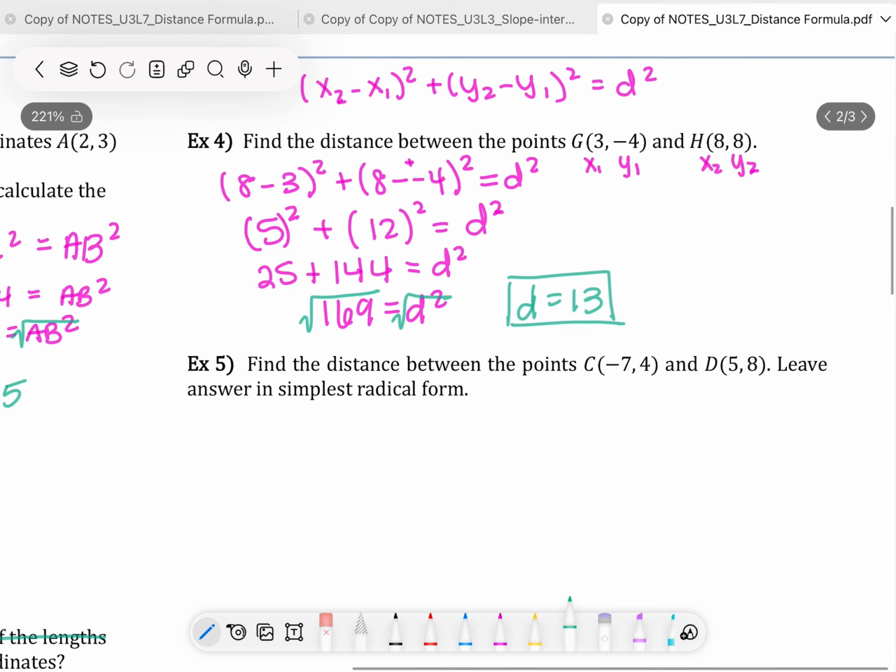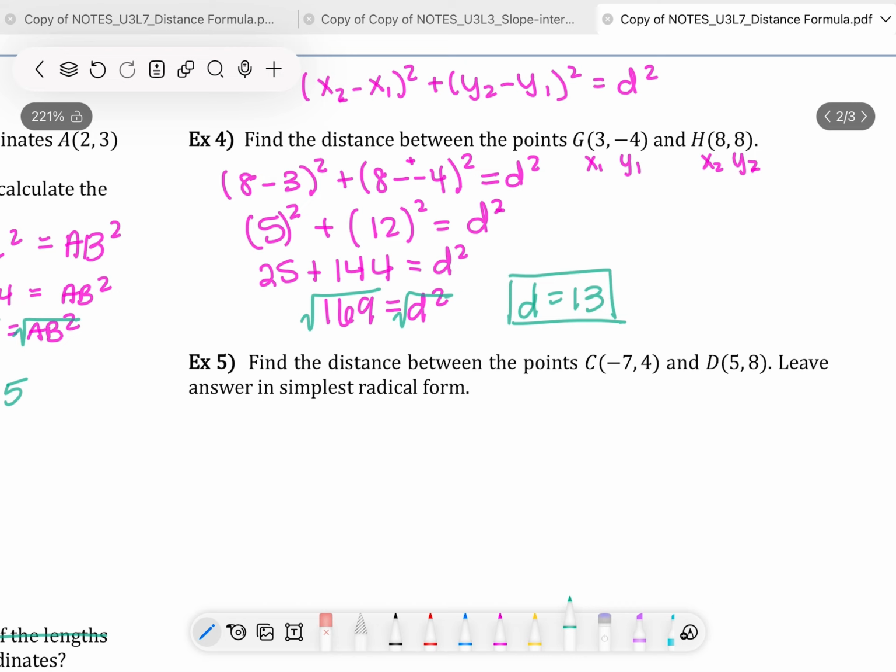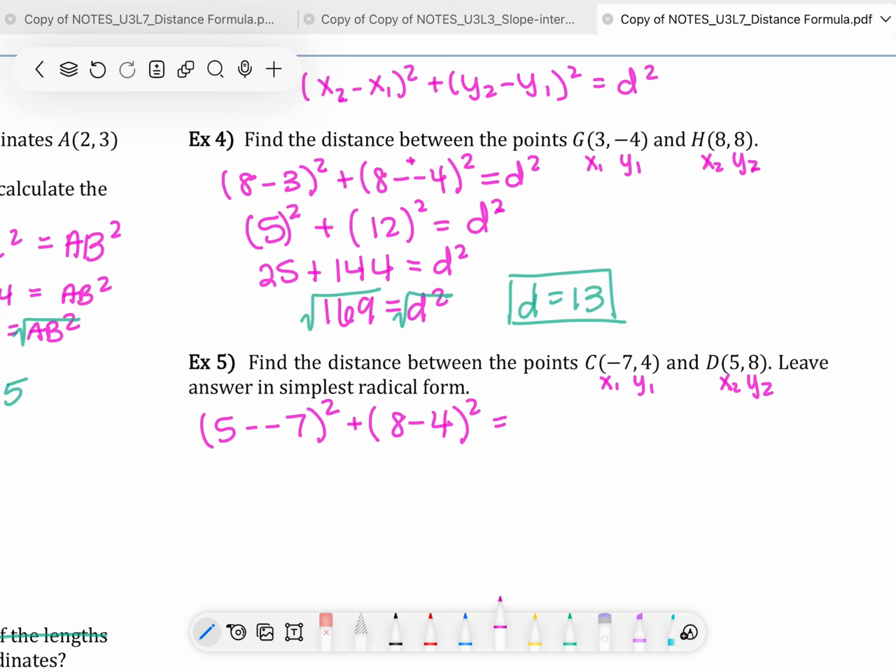Okay, example 5. Find the distance between the points C(-7, 4) and D(5, 8). Leave answer in the simplest radical form. Okay, perfect. So label our x1, y1, x2, y2, and we are going to plug that into our distance formula. We are going to have our x's first. So 5, which is our second x, minus -7, which is our first x, all of that squared, plus y2, which is 8, minus y1, which is 4, squared, is equal to the distance squared. 5 minus -7 is the same as 5 plus 7, so that's 12 squared, plus 8 minus 4, which is 4, so 4 squared, and that's equal to the distance squared.